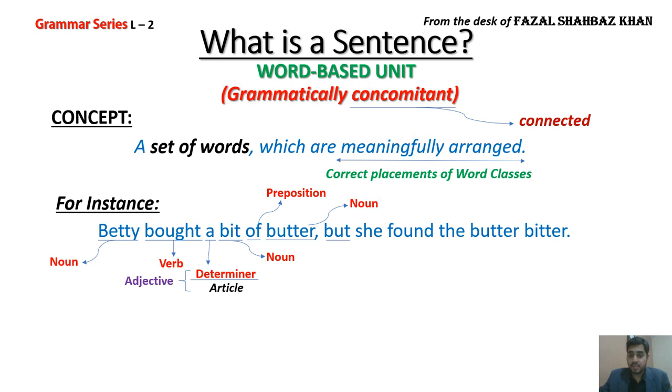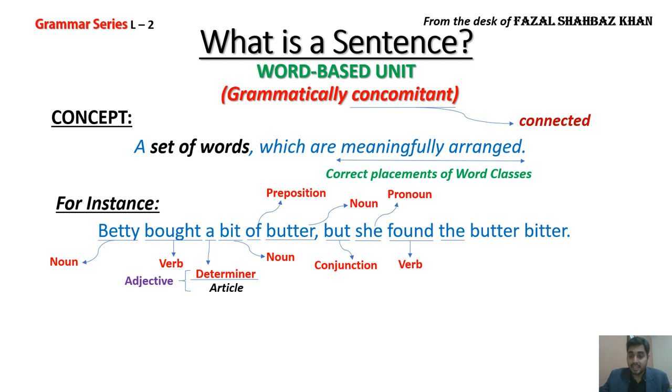Then we have "but" as a conjunction. Then we have "she" as a replacement of Betty, and that is actually called a pronoun. We have already heard, in place of a noun, whatever is used becomes a pronoun. And then we have "found", once again the past form of "find", that is a verb.